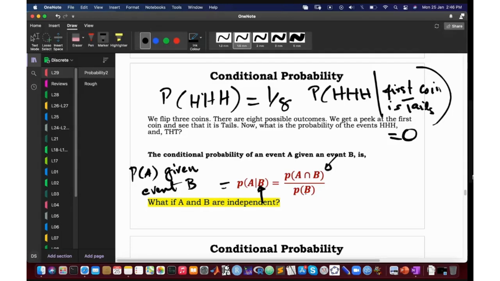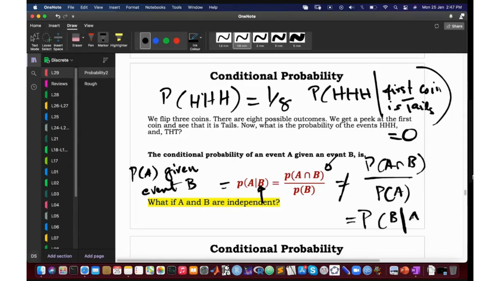It's equal to the probability of their common intersection divided by the probability of B. So it's equal to the probability of A intersection B divided by the probability of B. Note that this is not equal to the probability of A intersection B divided by the probability of A, which would be the probability of B given A. So it's not a symmetric operation. Probability of A given B is not always equal to the probability of B given A.